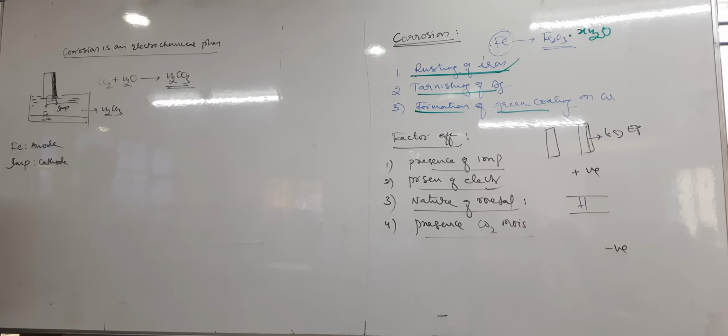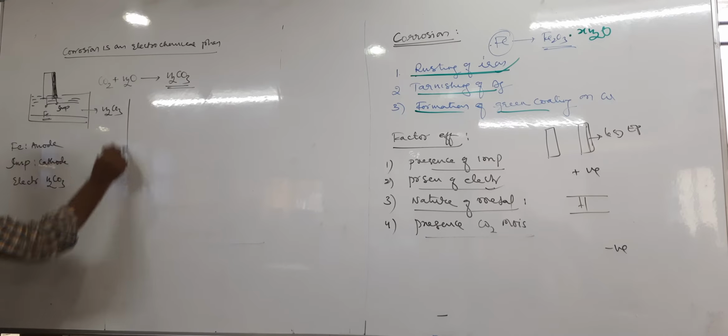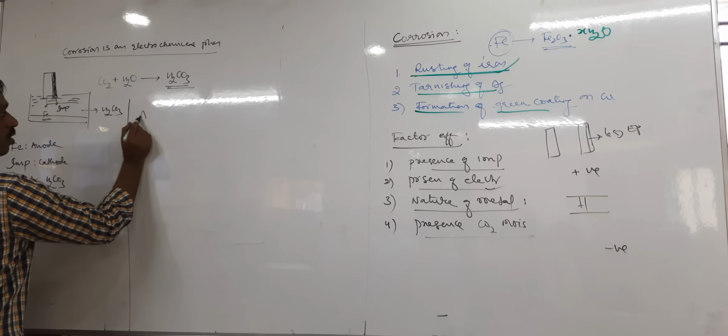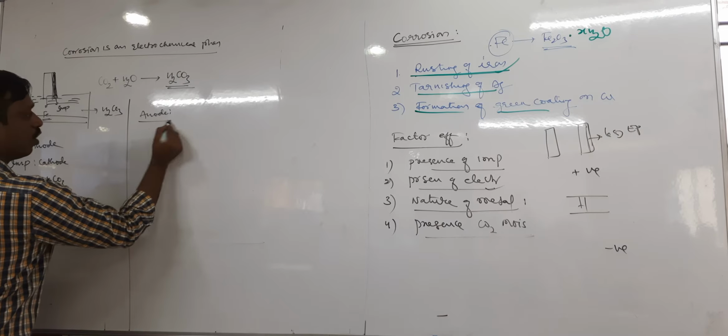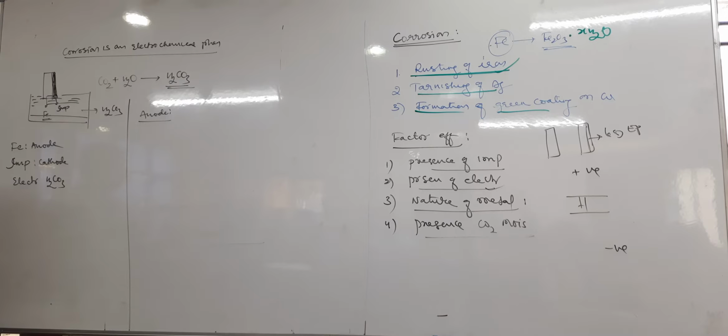Now we have anode, cathode, and the electrolyte is H2CO3, a weak acid, carbonic acid. Now can you write the cell reactions? This is the important part. Now tell me, what is the reaction at the anode? Which is the anode?